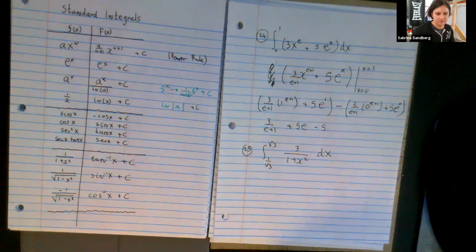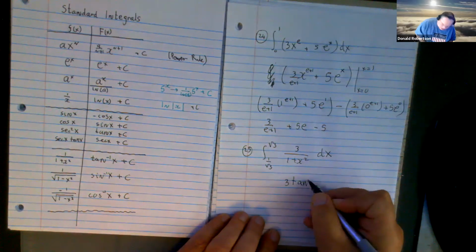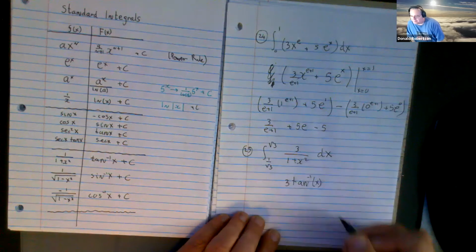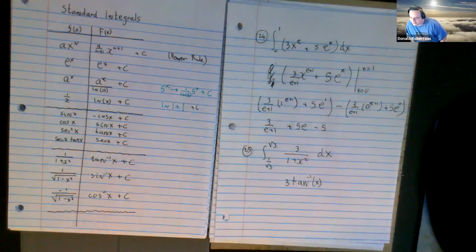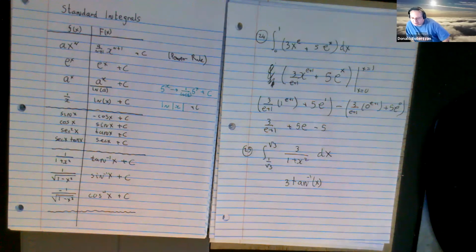3 times arctan x. You said the naughty word. You said arctan. Stop saying arctan. It's inverse tan. I'm fighting this one tooth and nail. Arctan is only used by the Americans. Nobody in the world, apart from America in the last couple of 100 years, has ever called anything arctan.